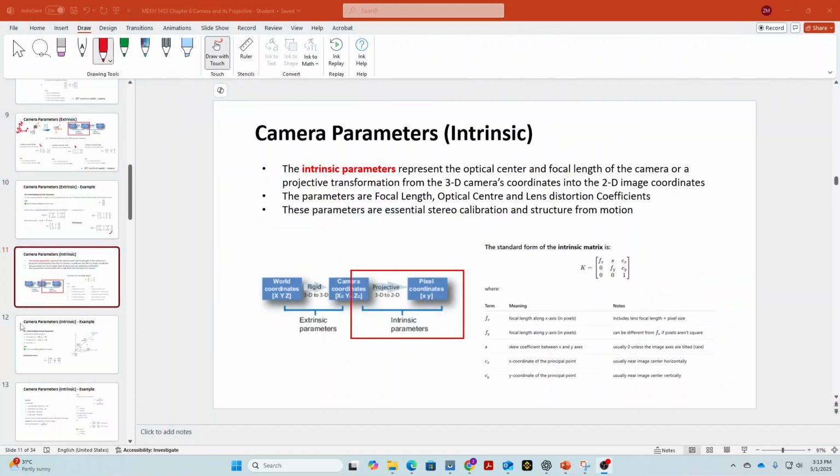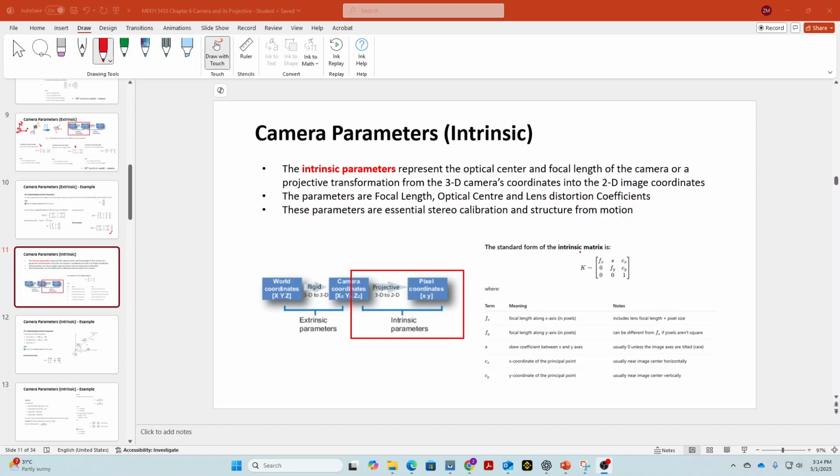So let's move on. Next one is the parameter for the intrinsic part. The intrinsic parameter represents the optical center, so it is related more to the camera, which is inside the camera. It represents the optical center and focal length of the camera, or a projective transformation from the 3D camera coordinates into the 2D image coordinates. So we have the camera coordinates in 3D going to the 2D image coordinates. The parameters are focal length, optical center, and lens distortion coefficient. These parameters are essential for stereo calibration and structure from motion.